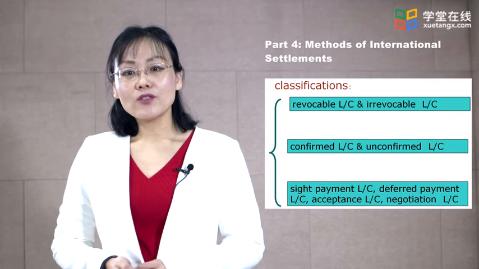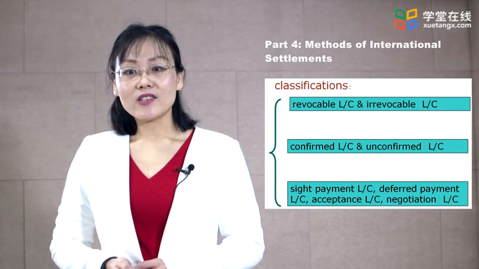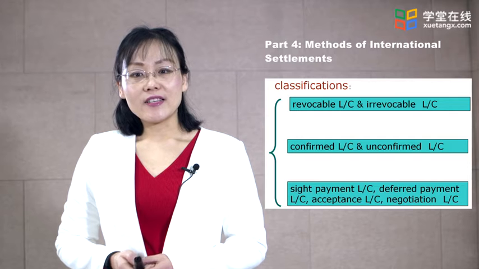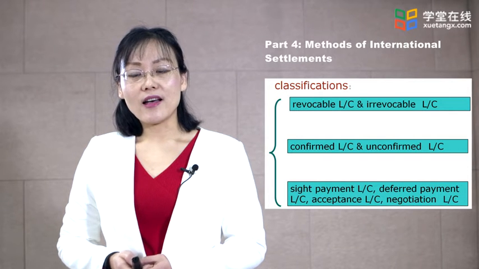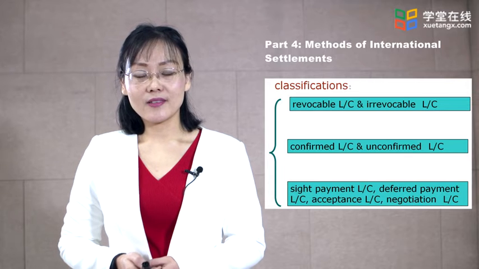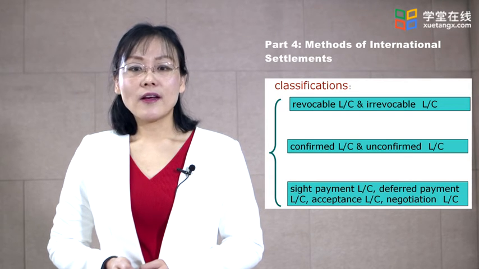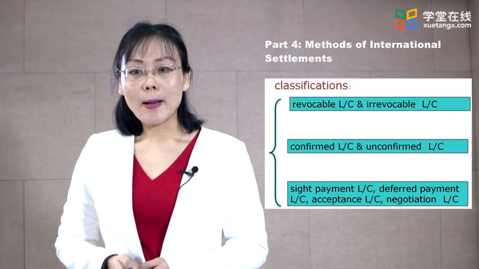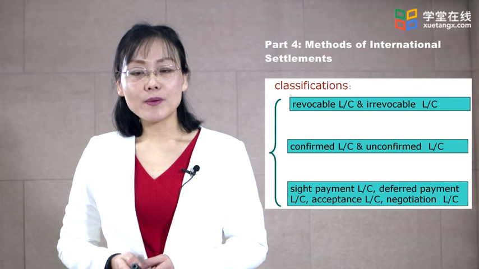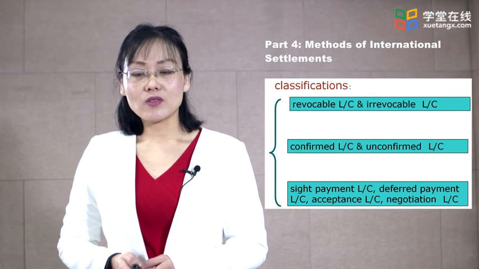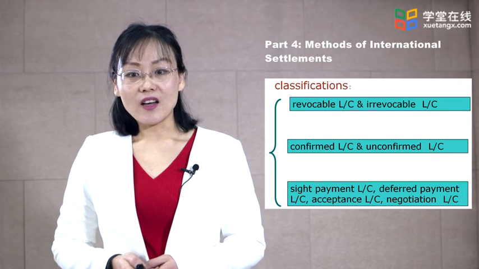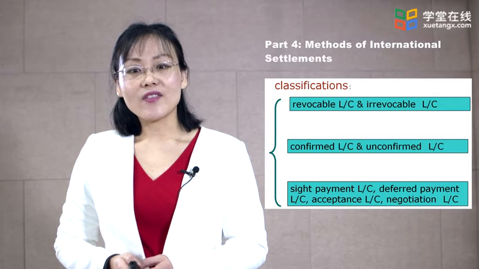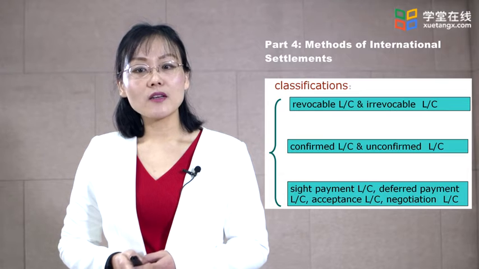Secondly, according to whether the credit is confirmed by a third bank, credit can be divided into confirmed credit and unconfirmed credit. Confirmed credit carries the commitment to pay by both the issuing bank and the confirming bank. It constitutes a definite undertaking of the confirming bank in addition to that of the issuing bank, and thus provides a double assurance of payment.